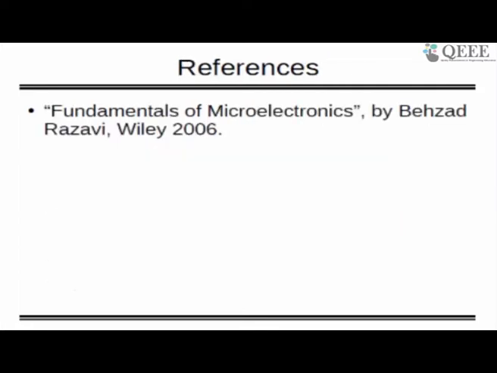So now let's start with the references. What reference am I using? This is a very good book. It's called Fundamentals of Microelectronics by Behzad Razavi. It's a red color book, and most of the book, all the chapters, cover BJT and diodes, and it starts from zero. If you really want to understand analog electronics very well, I suggest you follow this book. It's a very good book.